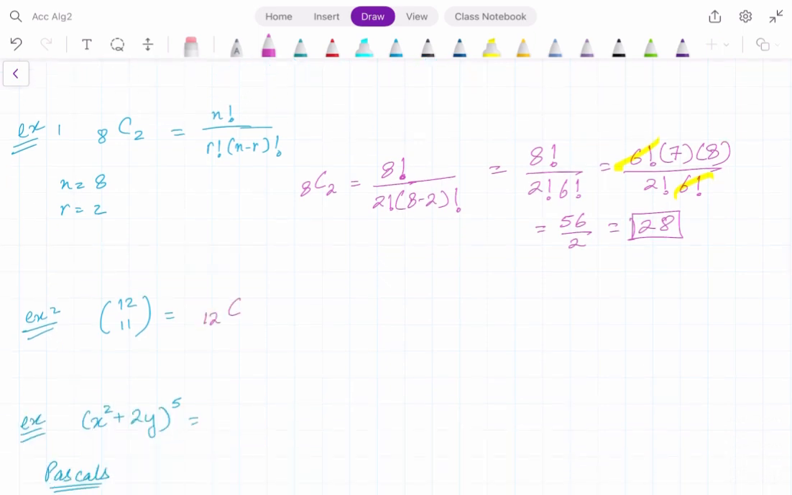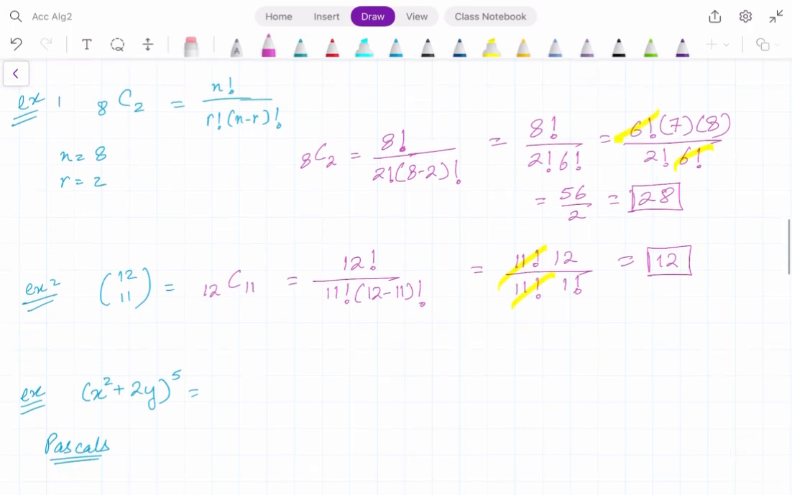Now the same factorial, but in the bracket format. So 12 is n and 11 is r. So remember, the formula is n factorial divided by r factorial times n minus r factorial in the denominator. So if I solve this nCr, I will be just left with 12. So now we know two methods, how to use the factorial and the Pascal's.